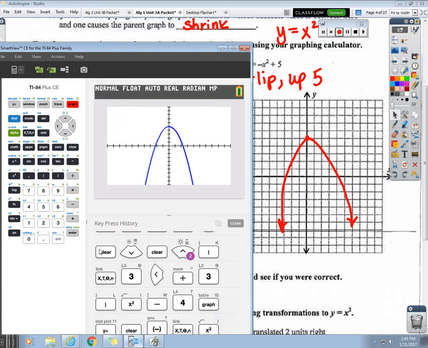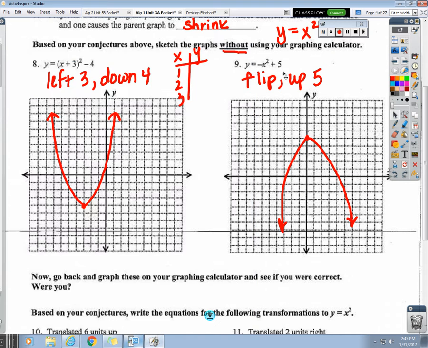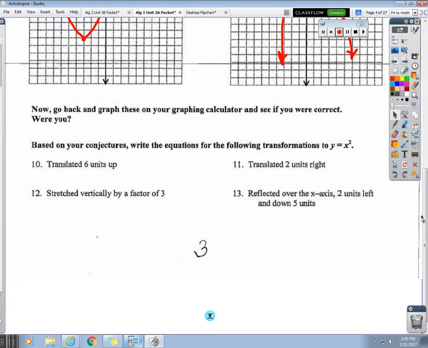Okay, does that look like ours? Pretty much. I mean, I might have gone a little too wide on this side, but when you're sketching it, you're not perfect unless you have points to go through. And the only way to get points is to create a table of values, which we're not going to do right now for these.